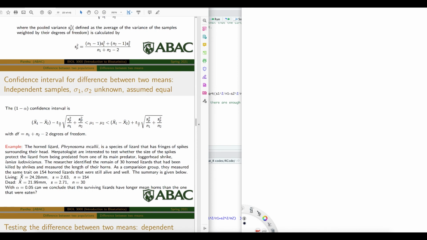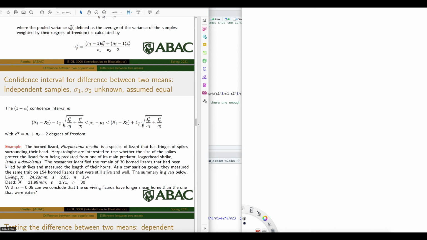The horned lizard is a species of lizard that has fringes of spikes surrounding its head. Herpetologists are interested in testing whether the size of the spikes protects the lizard from being preyed upon by one of its main predators, the loggerhead shrike. The researchers identified the remains of 30 horned lizards that had been killed by shrikes and measured the length of their horns. As a comparison group, they measured the same trait of 154 horned lizards that were still alive and well. The summary is given below.